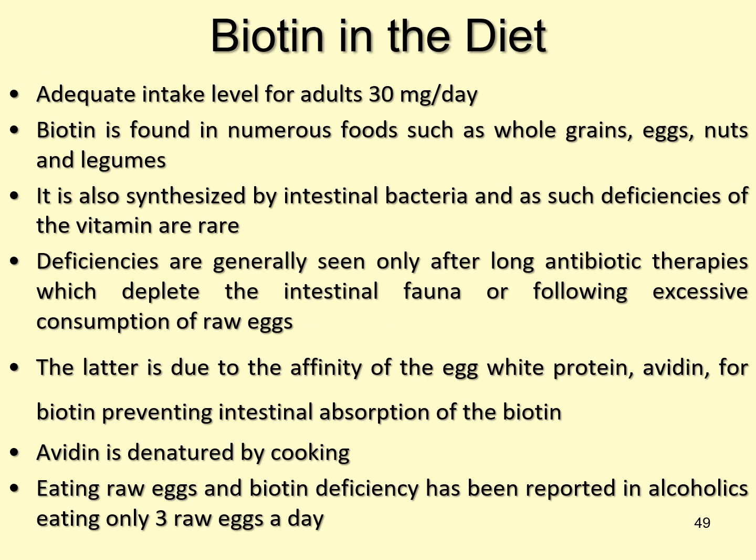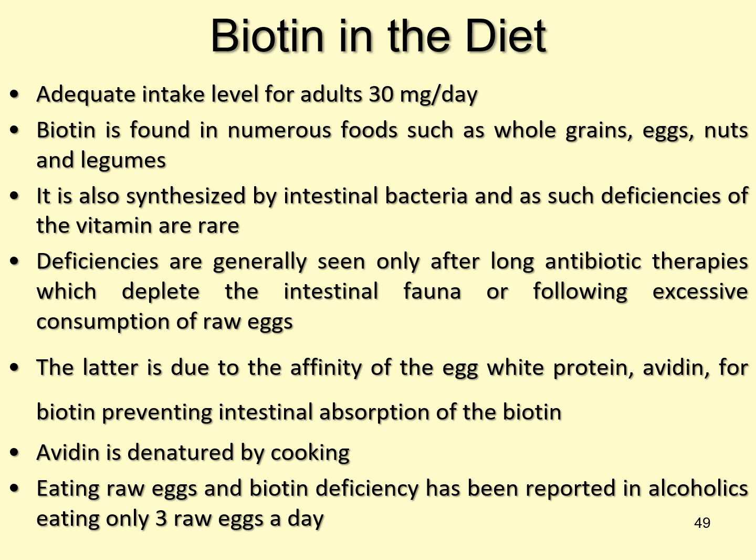Biotin can be found in different foods like whole grains, eggs, nuts, and legumes, and the adequate amount of this vitamin required for daily consumption is almost 30 micrograms per day. It is also synthesized by intestinal bacteria, and as such deficiencies of the vitamin are rare, because the bacteria in our intestine can synthesize this vitamin.